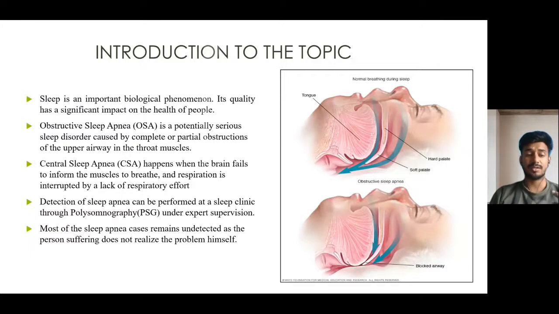So, there are two kinds of sleep apnea. One is obstructive sleep apnea, another is central sleep apnea, in which the brain fails to send the signal to the respiratory muscles to breathe.